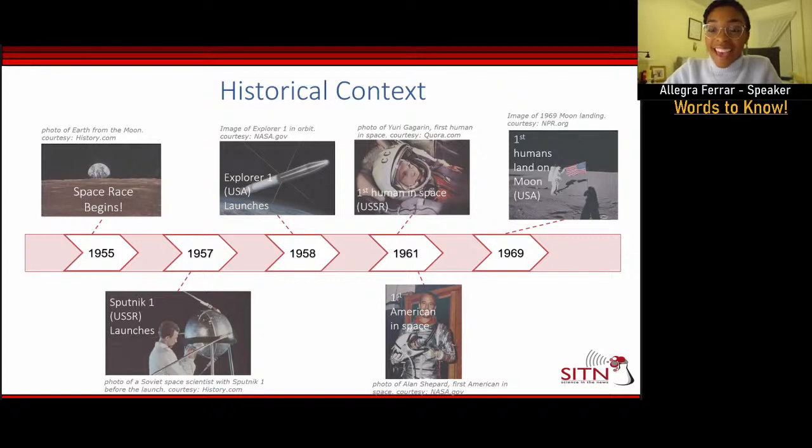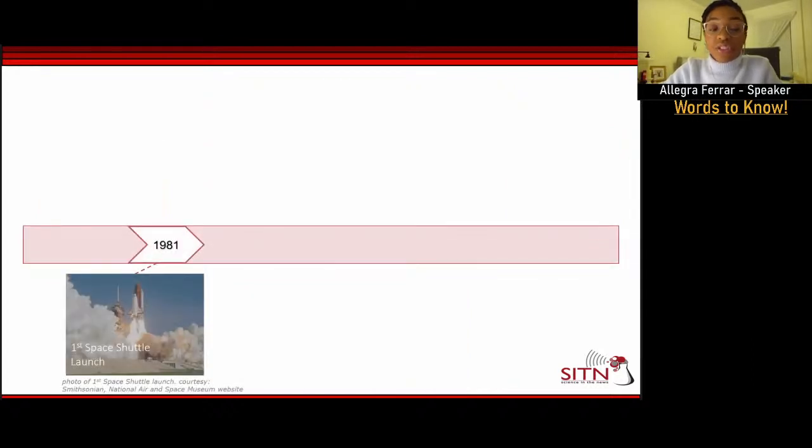And NASA's next initiative was a program called the Space Shuttle. And the Space Shuttle was a reusable spacecraft that was used to send astronauts into space more frequently, sort of to keep space occupied and build up things such as the International Space Station and perform other initiatives as well.